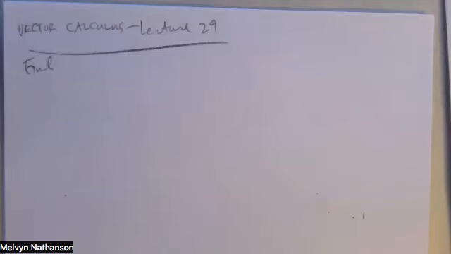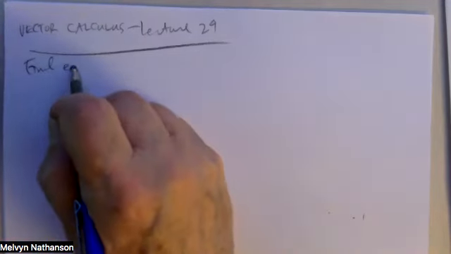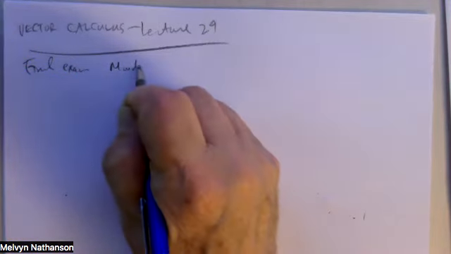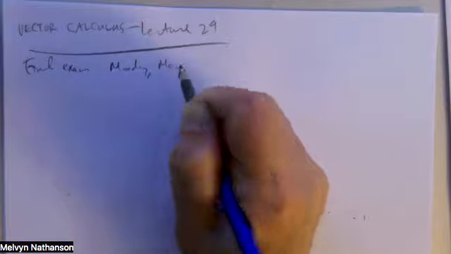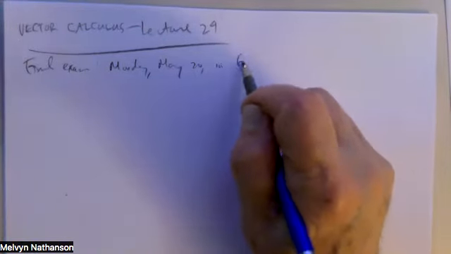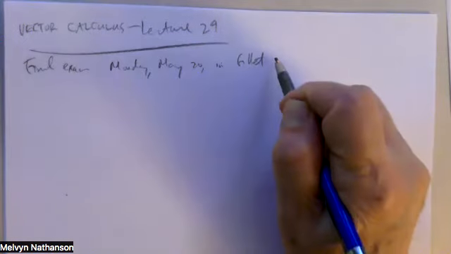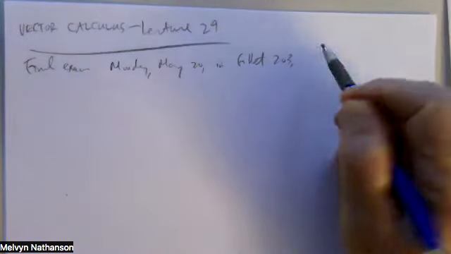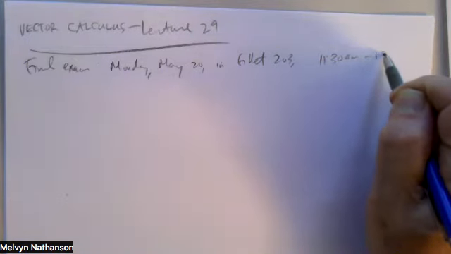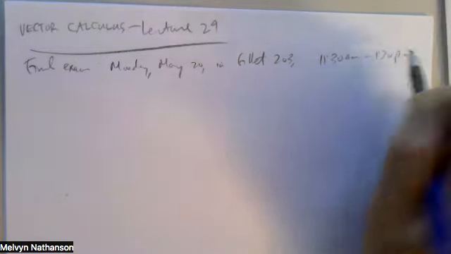Lecture 24 of Vector Calculus. We're getting to the end. Final exam is in about a week and a half. It's Monday, May 20th, in Gillette Hall, room 203. And the exam starts at 11:30 and ends at 1:30.